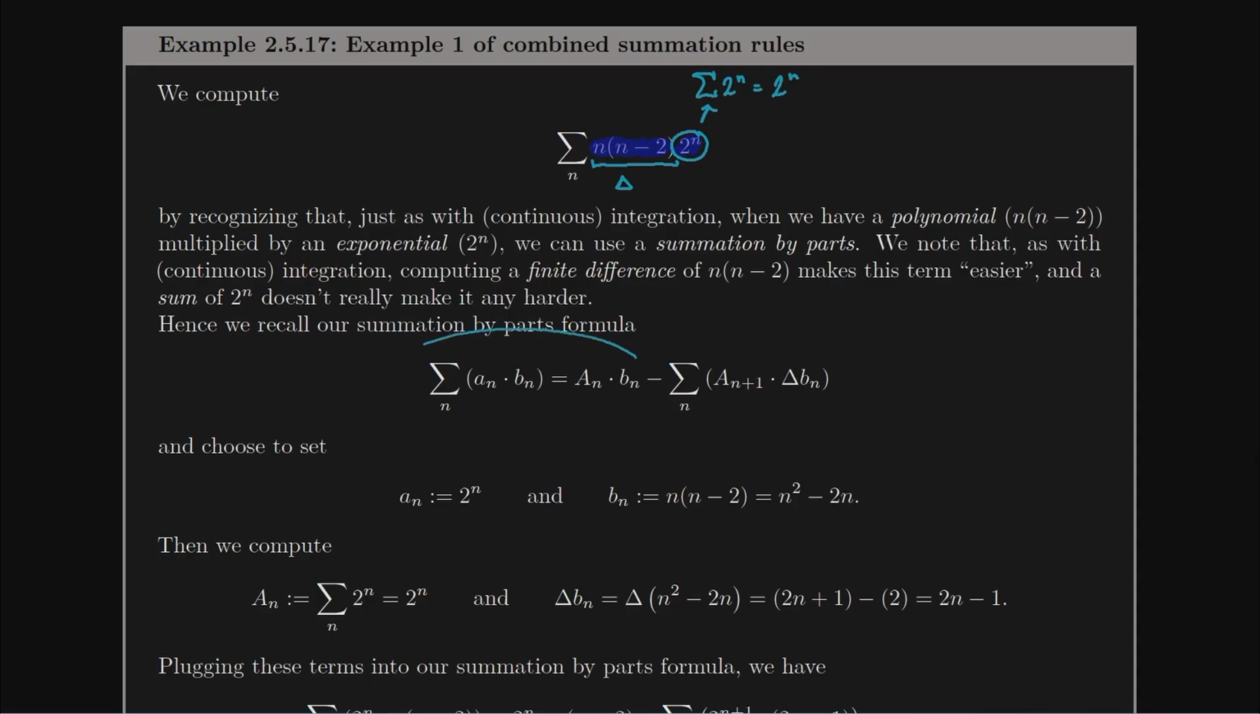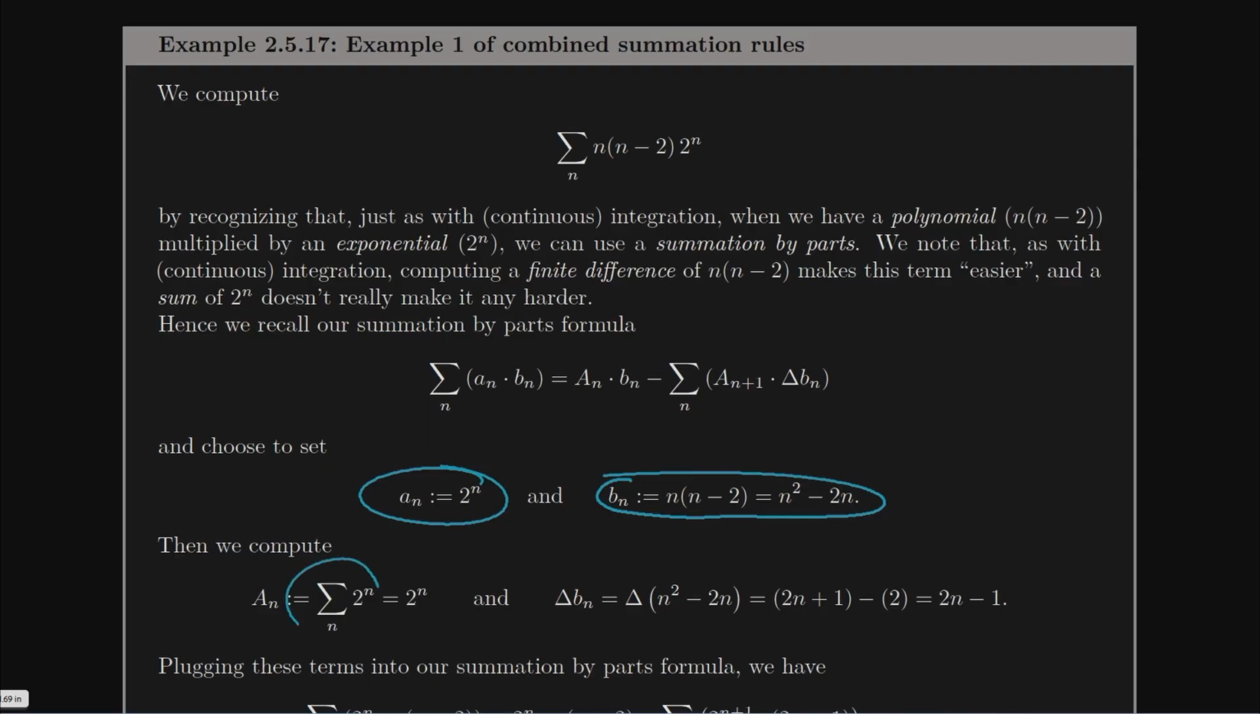And so that's going to tell us to use summation by parts, particularly with capital A being up there, and then b, lowercase b, being this n times n minus 2. Okay, so if we do that, we're going to name lowercase a sub n as 2 to the n, and then b sub n as either n times n minus 2, or if I expand that, n squared minus 2n. And then I'm going to compute the indefinite summation of 2 to the n, which is 2 to the n. I'm going to compute the finite difference of b sub n, which would be the finite difference of n squared minus 2n.